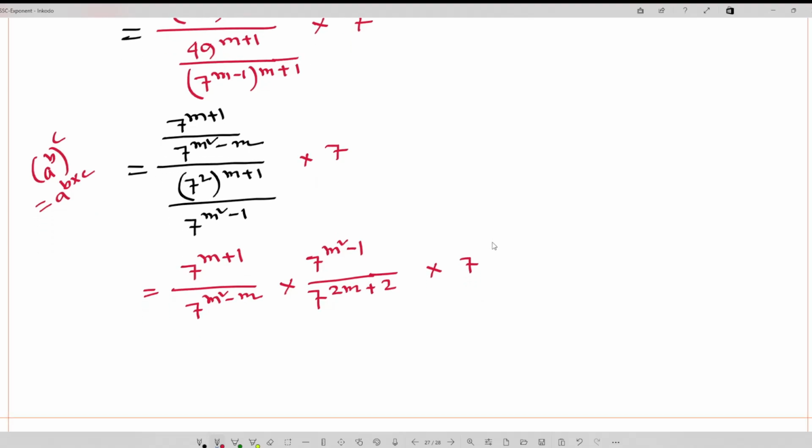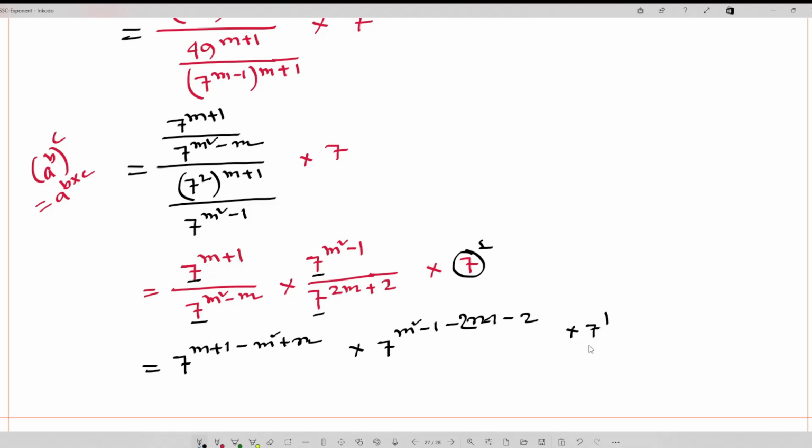Okay, now look, we can simplify something: here is 7, 7, 7, 7 and here is also 7, which means the power is 1. So this one we can write like this: 7 to the power m plus 1 and this minus m square plus m, right, times 7 to the power m square minus 1, here 2m minus 2, and here 7 to the power 1.